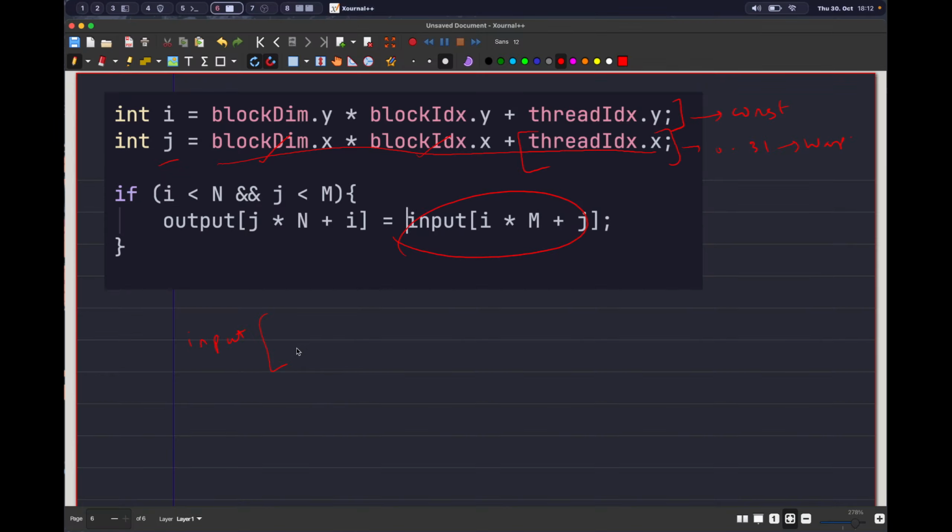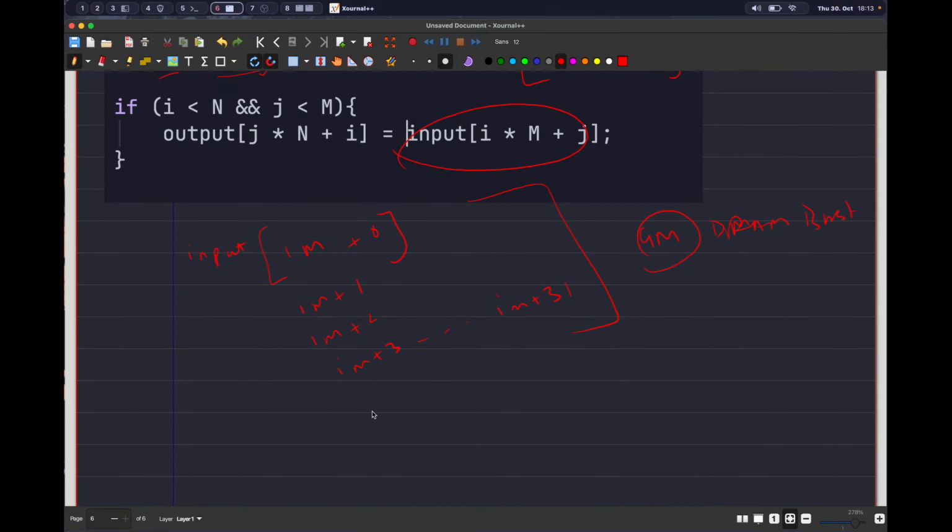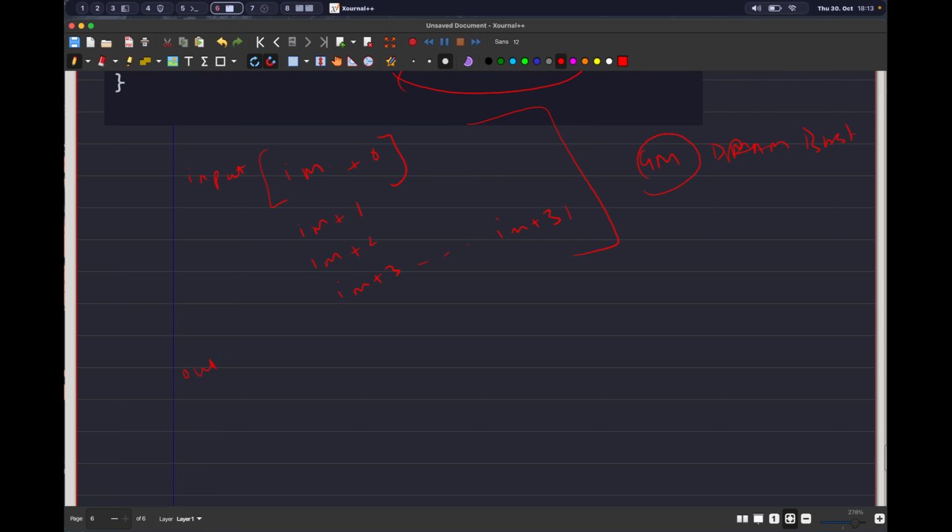For thread 0 in a warp, i will be constant, m will be constant, and we are adding j as 0. So the next elements we will access are i*m plus 1, i*m plus 2, i*m plus 3, and up to i*m plus 31. So the access from the input array is coalesced, right? All of these are consecutive memory locations in the global memory, and we can use the capability called DRAM burst as mentioned earlier. So the hardware will identify that these are consecutive memory locations and it will send them in a block at once. But on the other hand, let's check output.